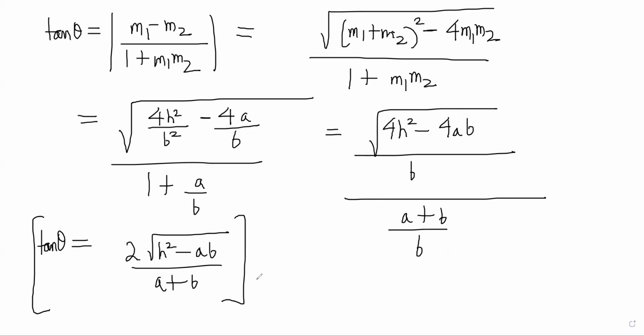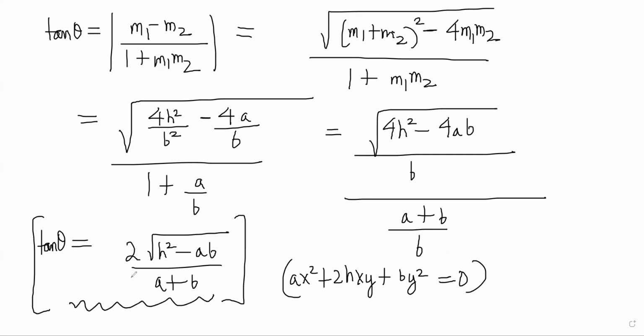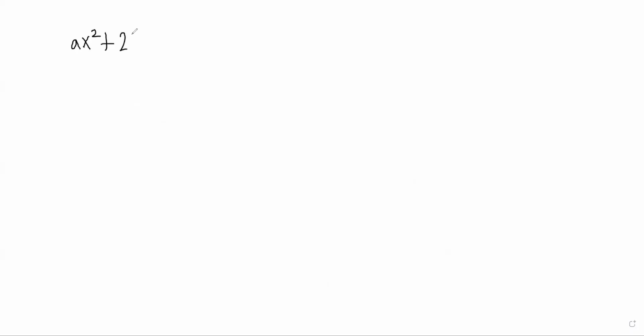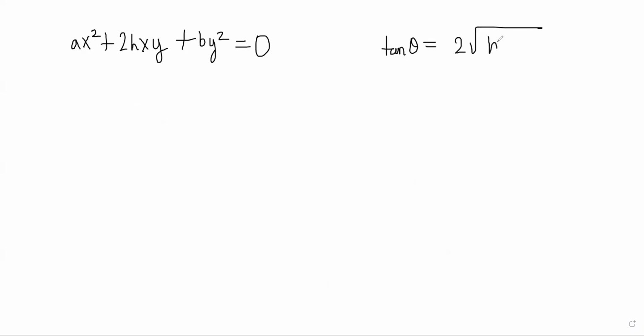So if my pair of straight lines equation was this, I can look at the coefficients and figure out the angle between the two straight lines. And that formula is 2 times root over h square minus ab by a plus b. So that also tells us when will the lines be parallel and when will the lines be perpendicular, right? So if I have this situation, ax square plus 2hxy plus by square is equal to 0, the angle between the lines is tan theta is 2 times root over h square minus ab by a plus b.